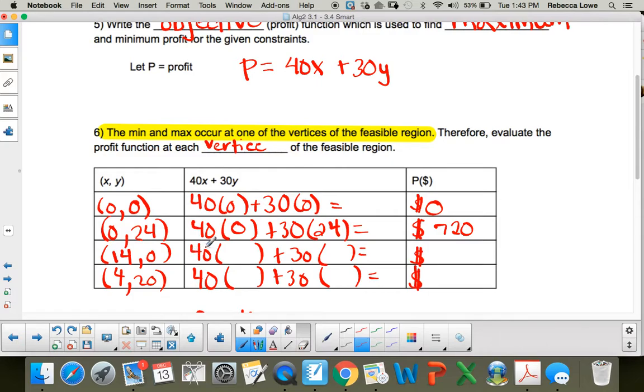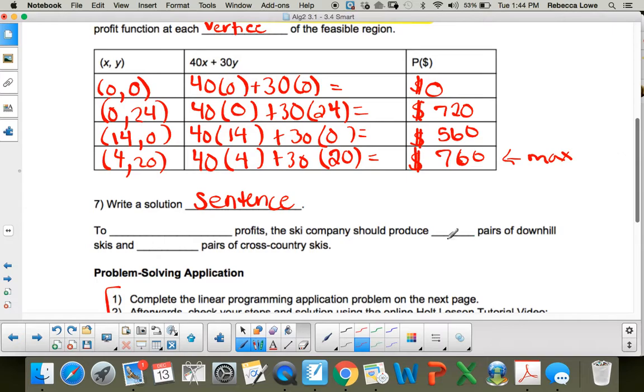Now we're going to see about putting in 14 and 0. So you're making a little more profit for the downhill skis, but you're making a lot less of them. So 40 times 14 is 560. And now for the last one, 4, 20 is what you put in. This is 160 plus another 600, so 760. So you can see that the maximum occurs here, the maximum profit. So you would maximize your profit.